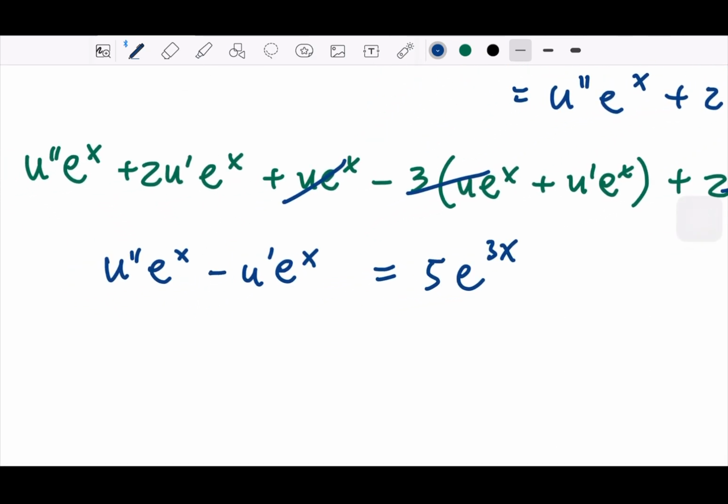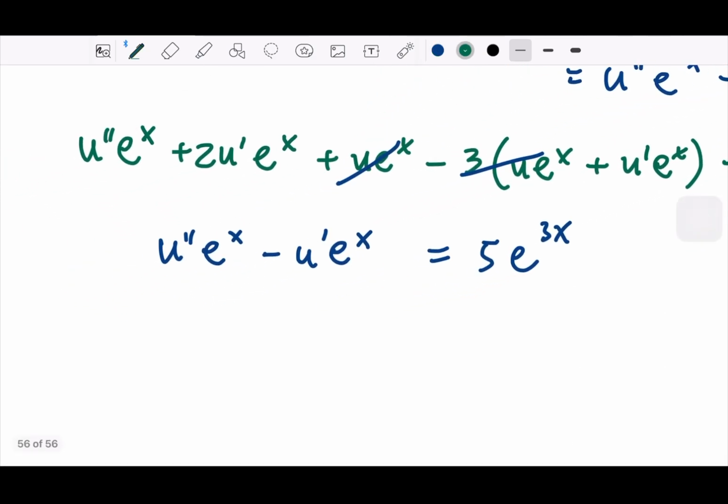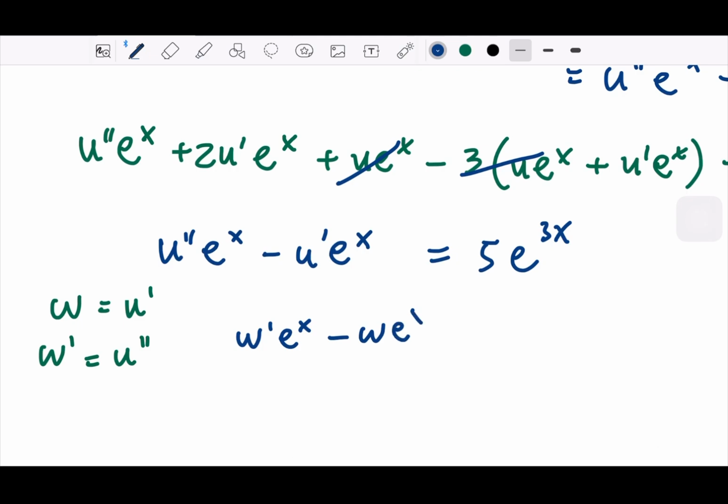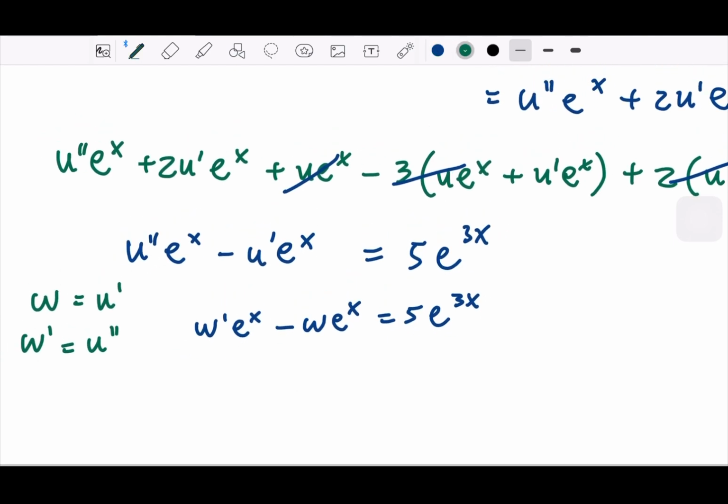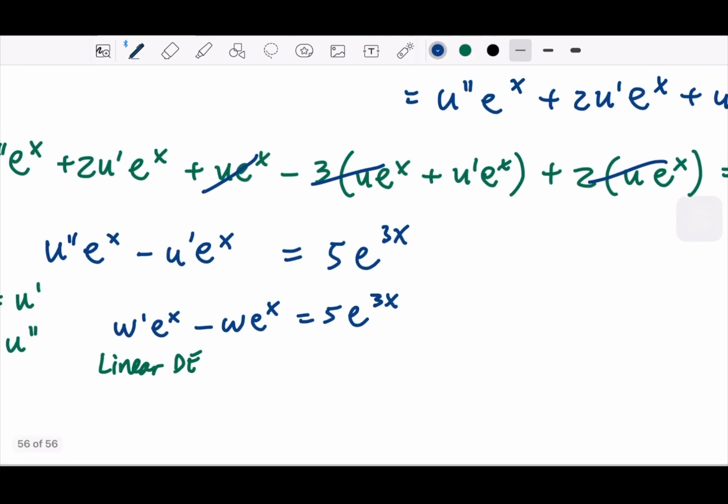Okay, now we are going to reduce this. So try w is u prime. So this will be our new expression: w prime plus w times e to the x equals 5e to the 3x. And again, this is a linear differential equation, so we could take this and find the integrating factor.